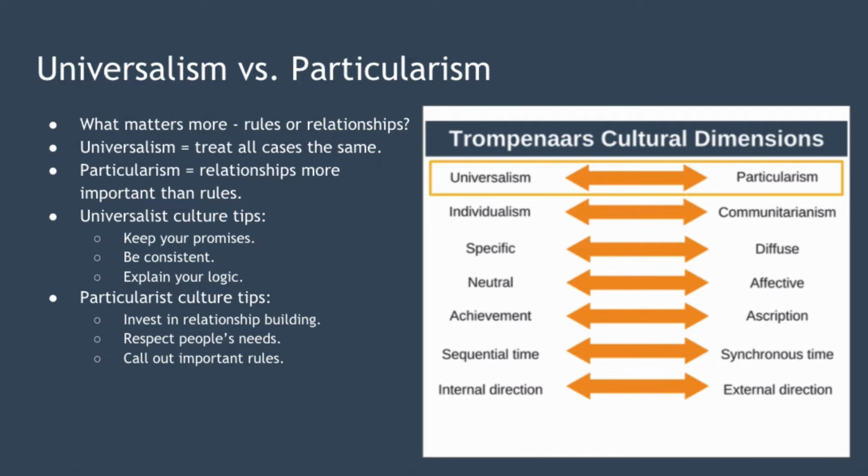Now, some tips for working with universalist cultures. So firstly, keep your promises, be consistent, and finally, explain the logic behind why you have made a certain decision. And some tips for working with particularist cultures. So invest in building relationships so that you can understand the particular needs of others. Secondly, respect people's needs as much as possible in your decision making. And finally, take the time to call out specific, important rules that must be followed.